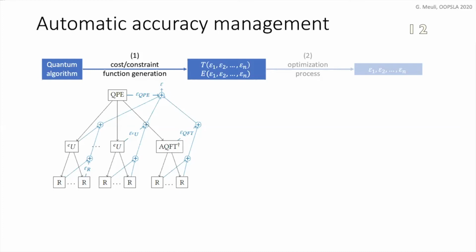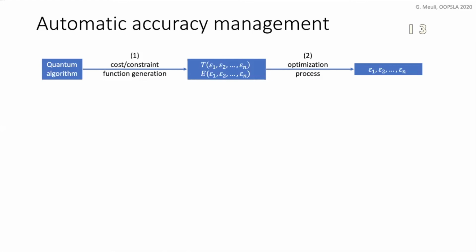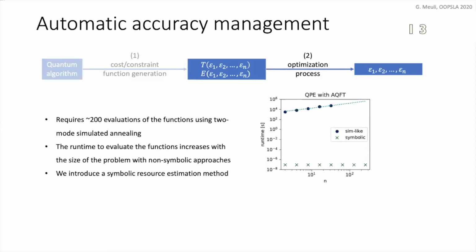The compiler generates a function that expresses the dependency of the total accuracy with respect to all the parameters in the program. In this way, we have already achieved automatic accuracy management, but the resulting code will take substantial time to execute. For example, solving the optimization problem using a two-mode simulated annealing requires evaluating the cost and constraint functions hundreds of times. The generated programs contain all the original code control flow, including many loops. For this reason, the evaluation time will depend on the size of the problem.